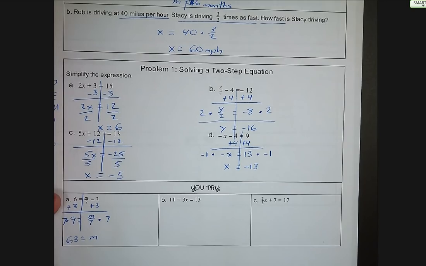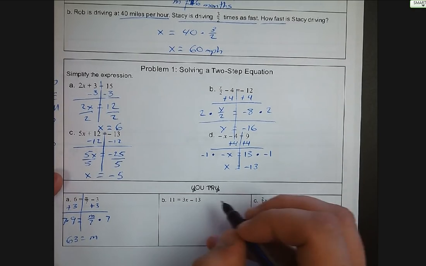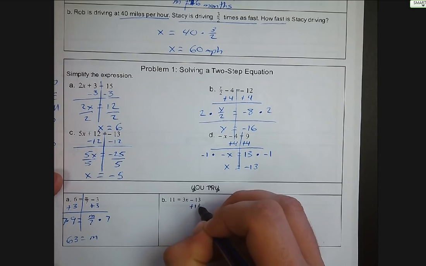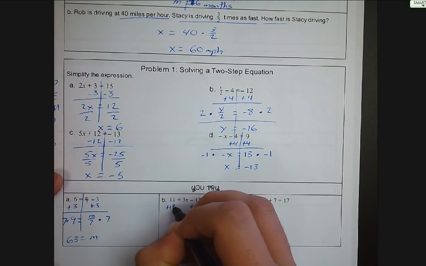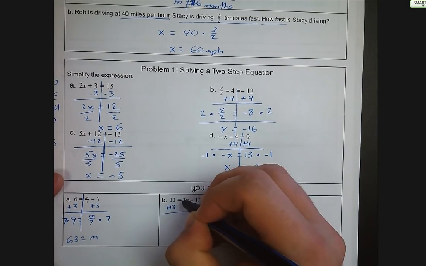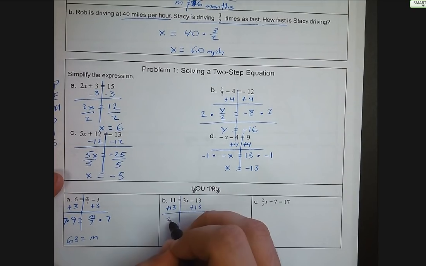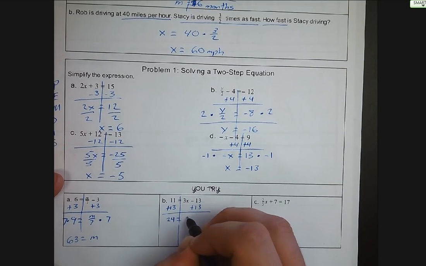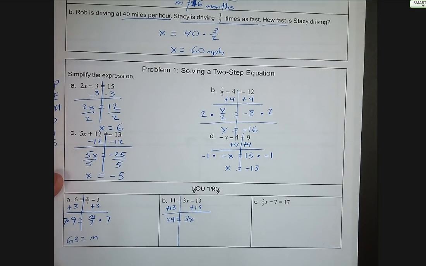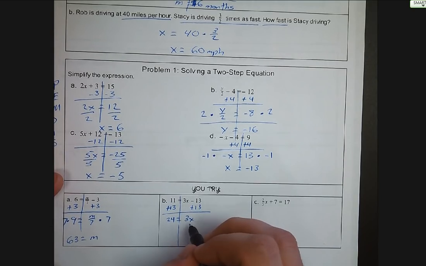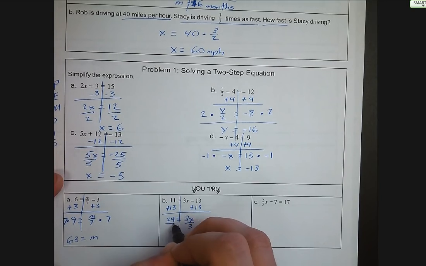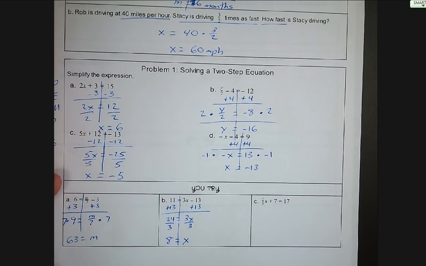All right. Letter B, 11 is equal to 3x minus 13. So we're going to start by adding 13 to both sides of the equation. And we have 24 is equal to 3x. Divide both sides of the equation by 3. And 8 is equal to x.